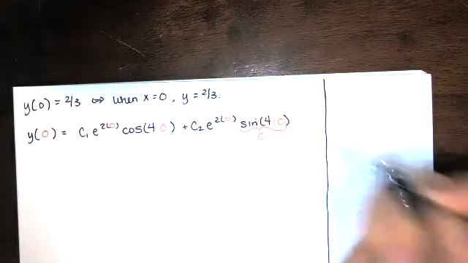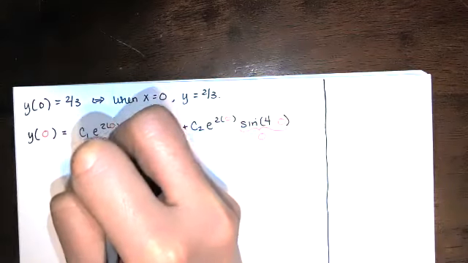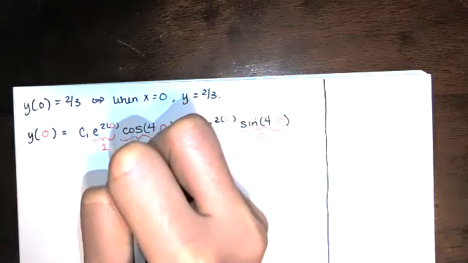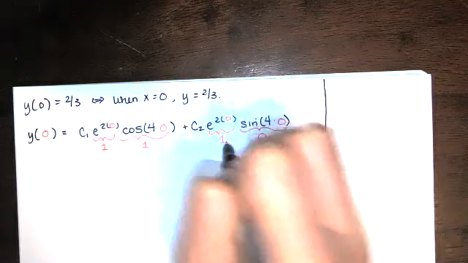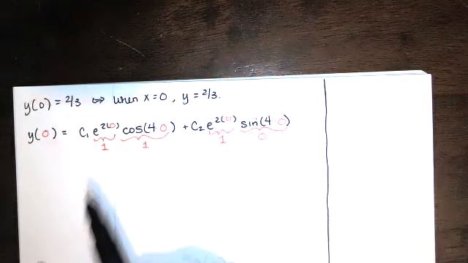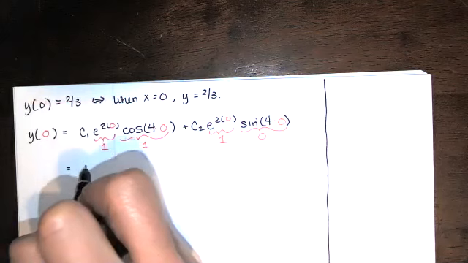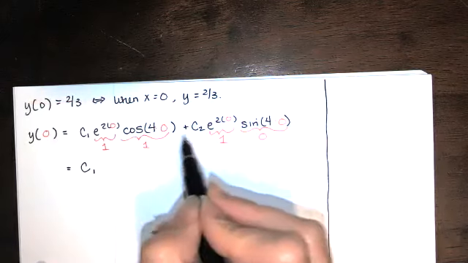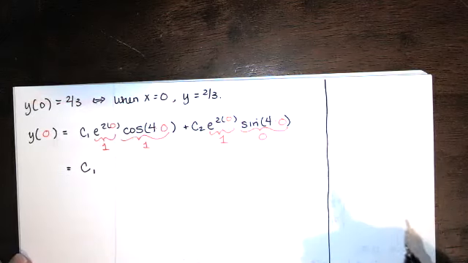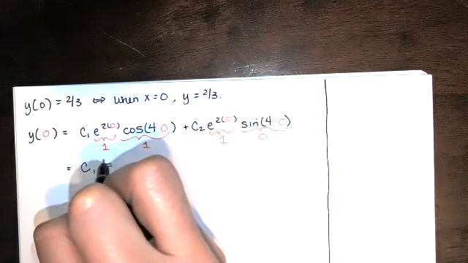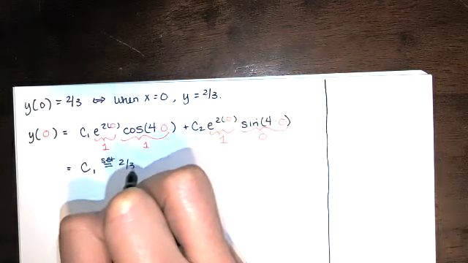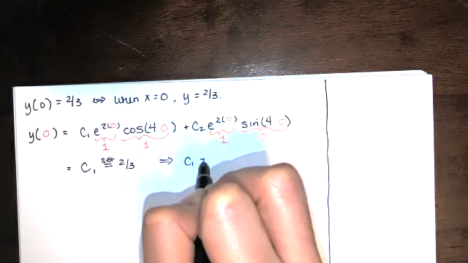Sine of 0 is 0. E to the 0 is 1. Cosine of 0 is 1. This is also 1. So we end up with just c1 this time, which is nice. c1 times 1 plus c2 times 0, which is just c1. We'll set that result equal to 2/3. So that means that c1 is equal to 2/3.